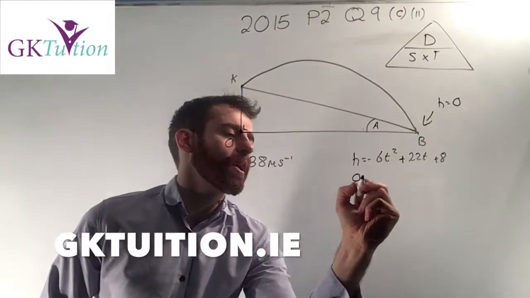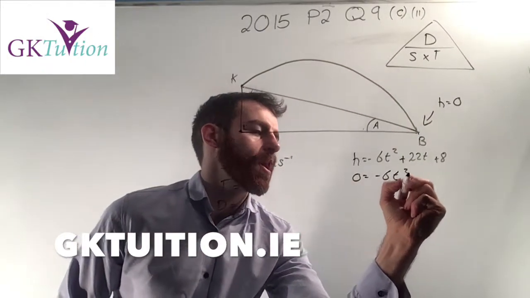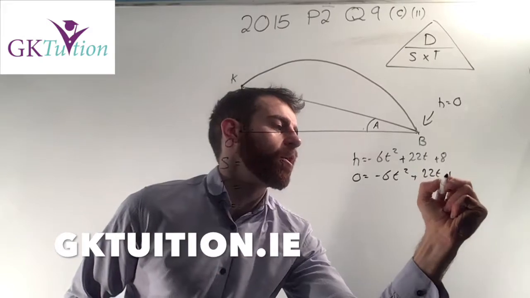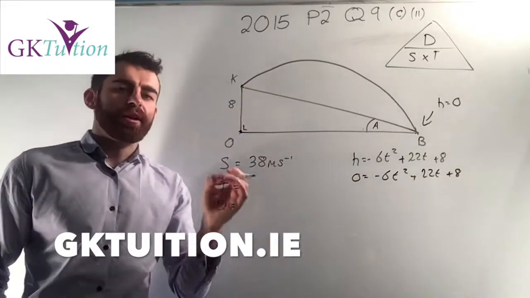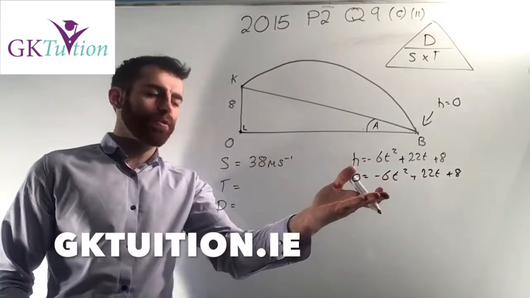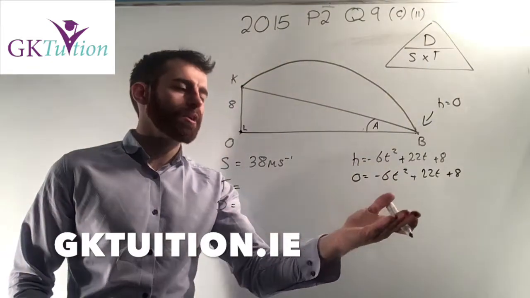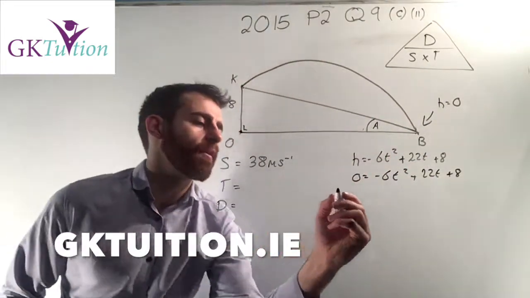So all I need to do here is sub in that h equals 0. And if I do that, I'm just left with a nice quadratic equation. Clearly I don't want to factorize this with a minus in front of my t squared, so I could just change all my signs, or you could view it as bringing everything to the left hand side.